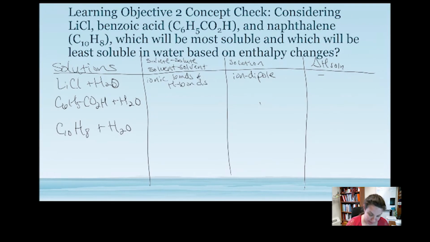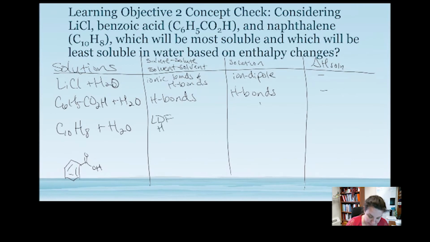Then we've got benzoic acid and water. With benzoic acid, we have hydrogen bonds, and with water, we have hydrogen bonds. Benzoic acid looks like this. The hydrogen bonds in benzoic acid will not be nearly as strong as the ones in water. We will be forming new hydrogen bonds, and this will probably also be negative, but probably a little bit smaller than the lithium chloride.